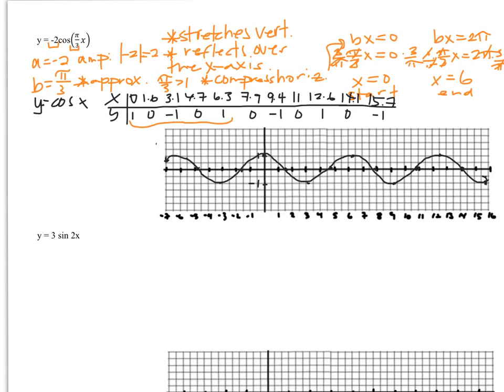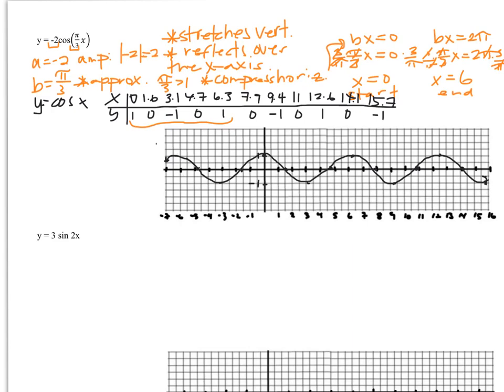I know it's a little tricky to get these on here. And then I just went 1, 0, -1, 0, 1, and continued the pattern. 0, -1, 0, 1, 0, -1. And I went in the other direction as well. So pause the video and plot these points accurately as best you can on your graph, and then press play and we'll finish this transformation.